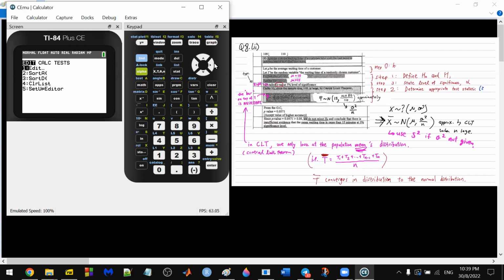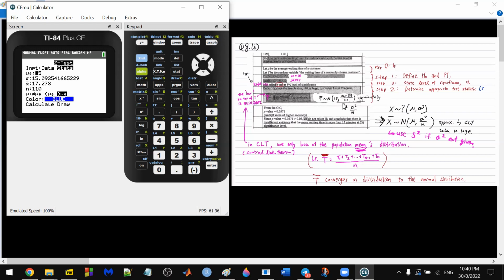So if you press stat, then you go to test. You reach Z test, press enter. Originally you will be at data. You have to scroll to the right to stats. Enter, then you press down. So for the mu naught, what is this mu naught? It is just the 15.